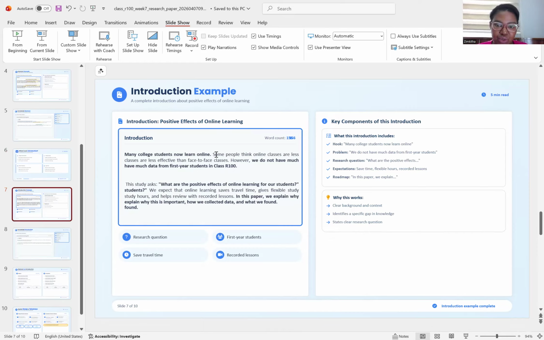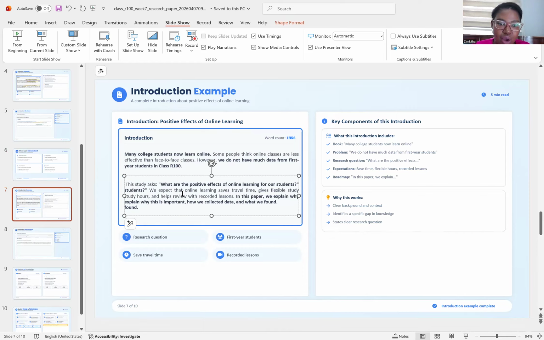Then it goes into the background. Some people think online classes are less effective than face-to-face classes. However, we do not have much data from first-year students in Reading 100. So it says that some people think online classes are less effective than face-to-face classes. But that's just what people think. We need to do the research. We don't have the data on how students feel about Reading 100 classes, for example.